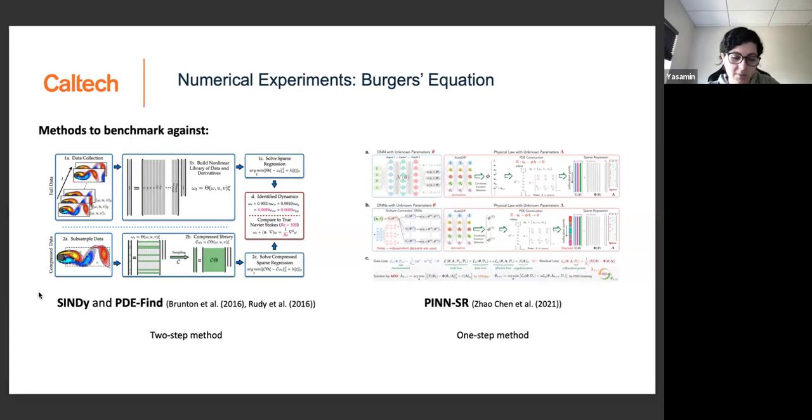And what PINN-SR people do is that they have again a big loss term, and for the U, what they do is that they approximate it using a neural network. And then for the recovery of P, again, using some sparse regression techniques, they also have this library and they try to learn the terms. But that's done in one step as well. So they just have one loss term and they minimize that.